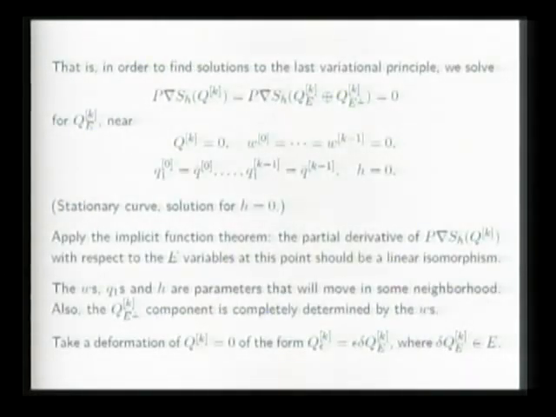So we need to solve these equations. This equation here, the projection of the gradient at some certain point, which we split in an E part and an E perp component, should be equal to 0. And we want to solve this equation only for the Q component. I will say why in a moment. And also we want to solve this equation near this solution, which is the stationary curve, just qk equal to 0.